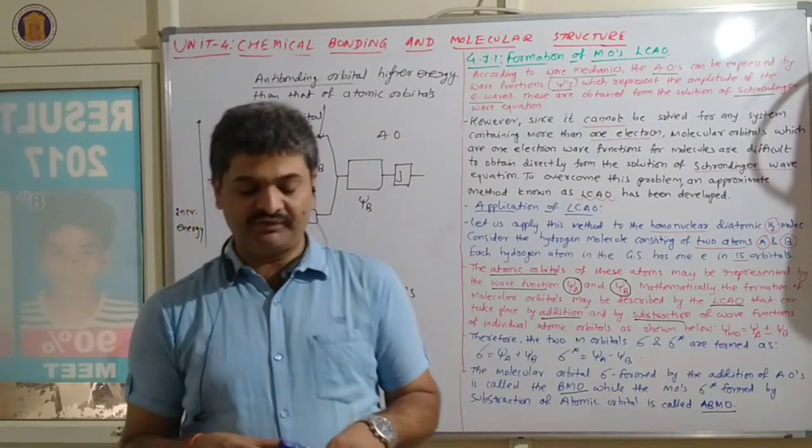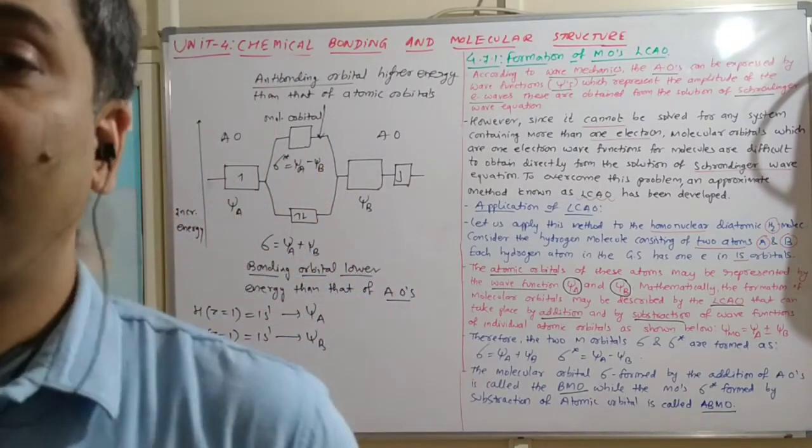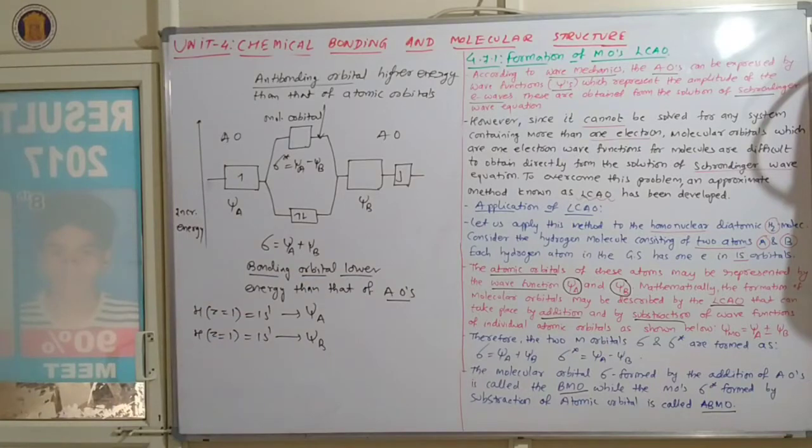So this is a brief introduction of linear combination of atomic orbitals, which is for hydrogen atom. Clear हुआ? तो this is complete information of formation of molecular orbital in case of hydrogen atom. ये फिगर अच्छी तरह से देख लेना. psi is wave function.